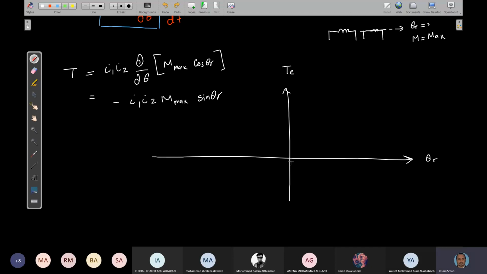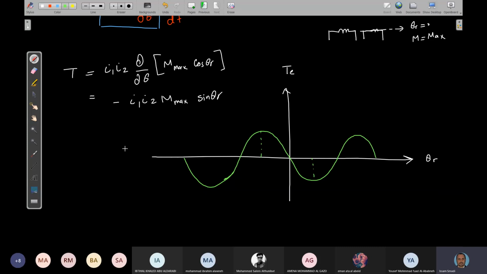Something like this here. So this is the 0, this is the pi over 2, the minus pi over 2, and this is the pi, and this is the minus pi.